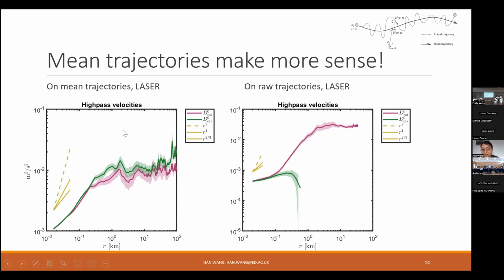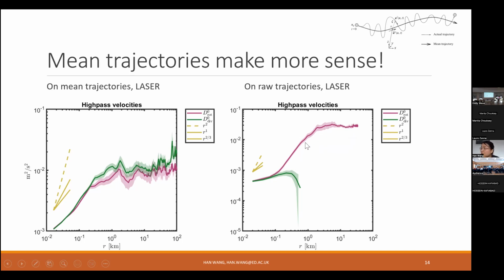Another discovery, which is quite striking to me, is this. What I just showed for the LASER data set for the high-pass field, we evaluate the structure functions on the mean trajectories. However, if we do the same calculation, the high-pass again, but evaluate structure functions on the raw locations instead, this is what we get after we do the Helmholtz decomposition. This is completely different dynamically speaking, and we can see a clear dominance of the rotational component everywhere.